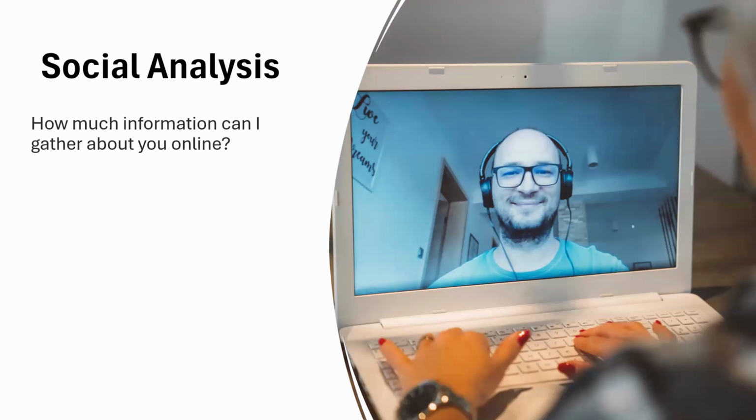How much information can I gather about you online? That's where we get into our deep dives. How easy is it to find your password? When we're looking at social media, for example, within Facebook there's a ton of different settings that you can use to limit what information people can see if they're not your friends. One of the things that we say is if you put anything online, someone else has access to it. There's no such thing as private online usage.